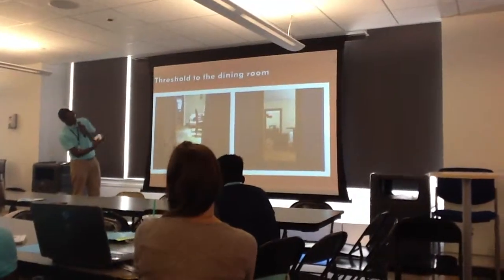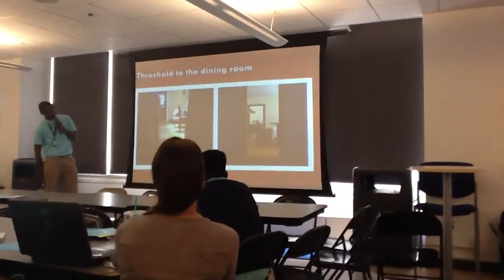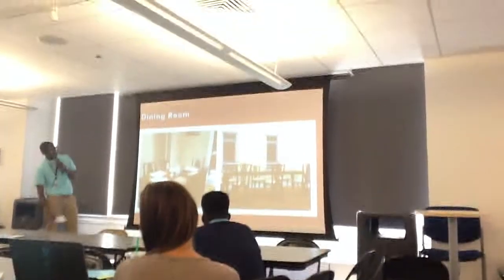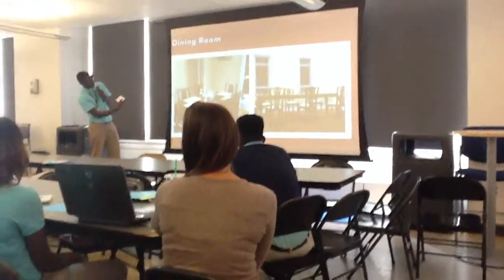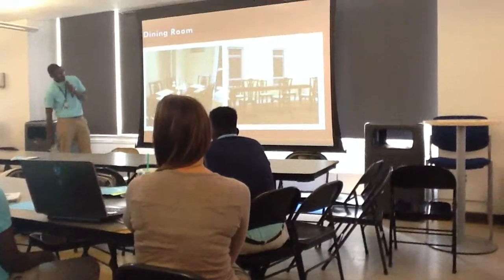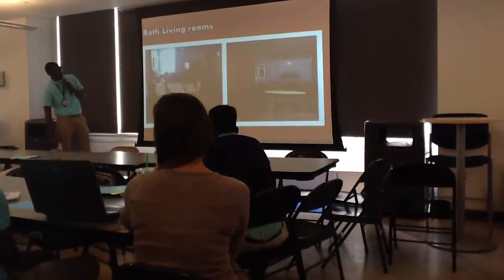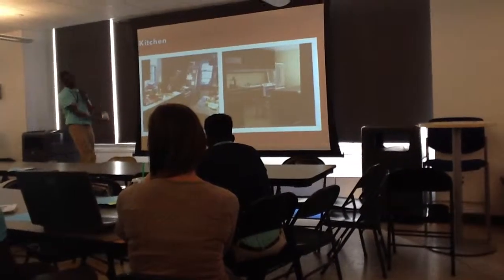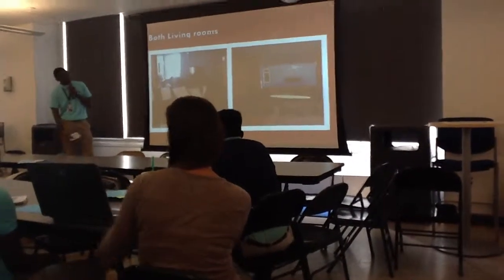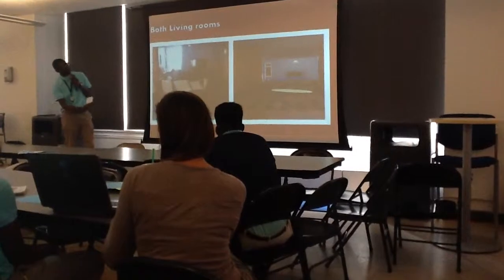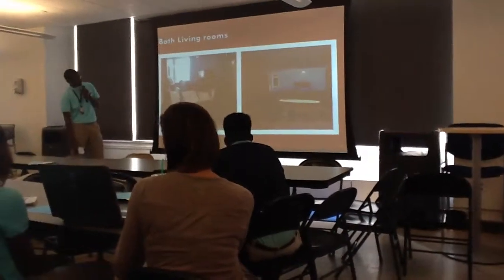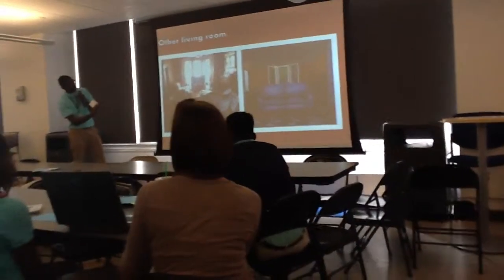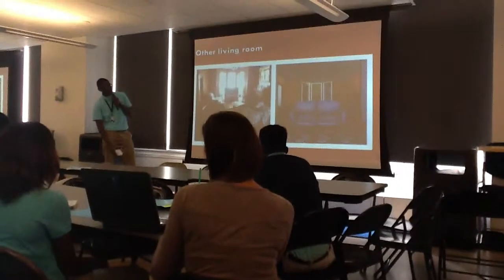This is my dining room and the recreation on the right. Next slide. My kitchen, well not my kitchen, my dining room and recreation on the right. Next. I'll go back. So this is my kitchen and I recreated it on the right. Next slide. This speaks for itself, my living room, recreated. This is my other living room, recreated.